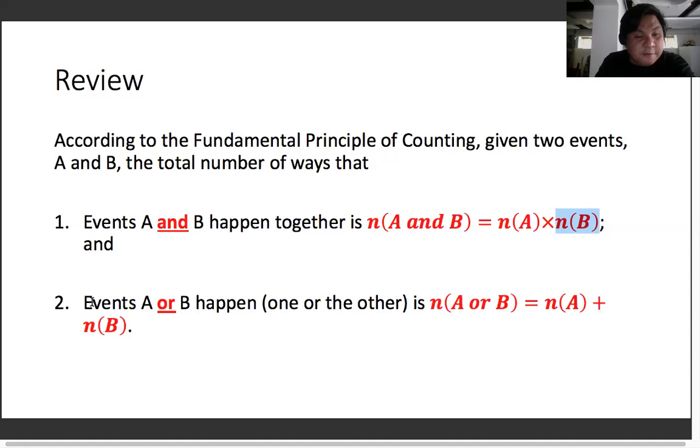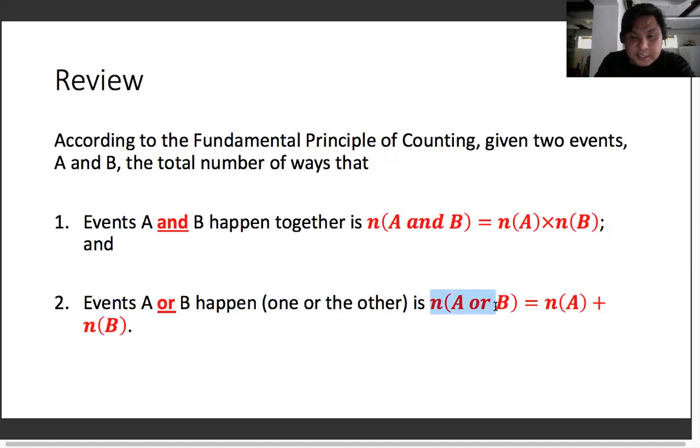Now, if we're considering the number of ways events A or B could happen, now when you talk about OR here, it's an exclusive OR, which means that the events happen one or the other. If event A happens, that effectively bars event B from happening and vice versa. So only one of the two events is expected to happen, either A or B, and not both of them.